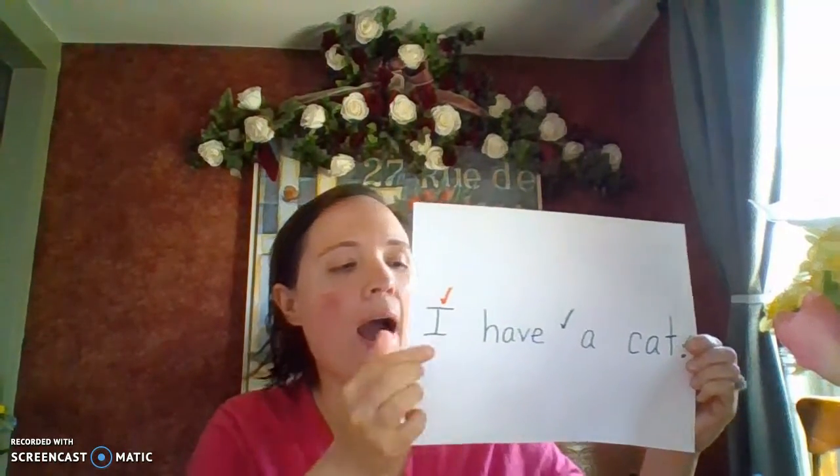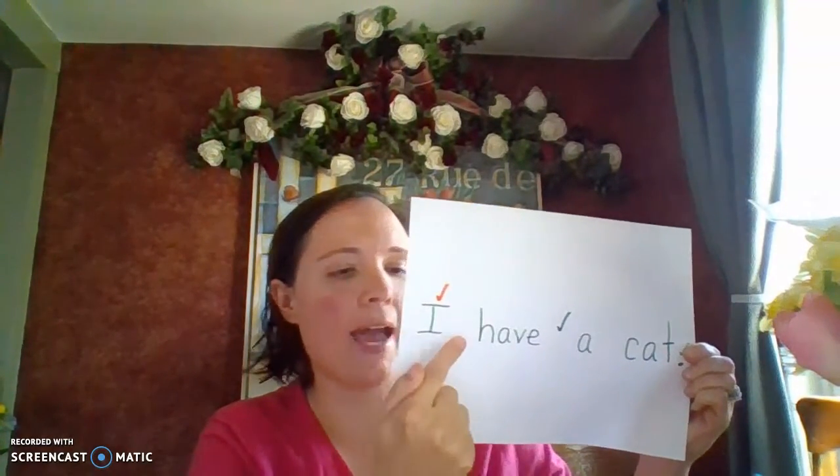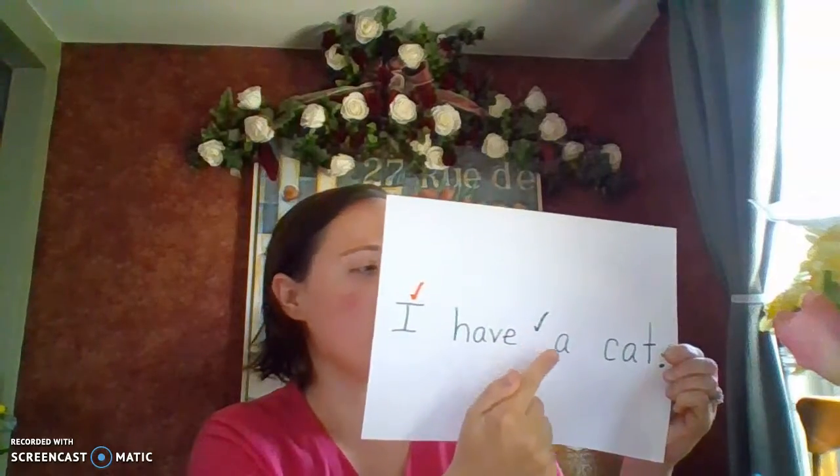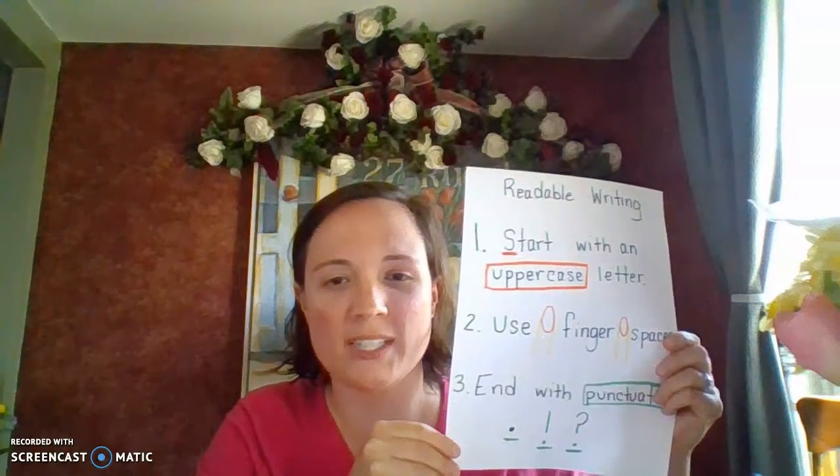Okay, I think I have the perfect sentence. I have a cat. I have a capital at the beginning of my sentence. I have finger spaces. And I have punctuation at the end of my sentence. Now, if your sentence has all three of those things, that means that you have readable writing. You have the perfect sentence.